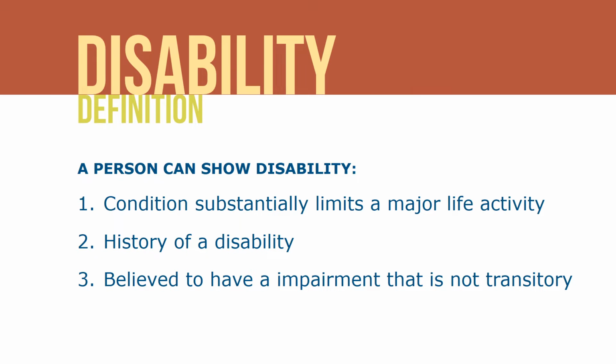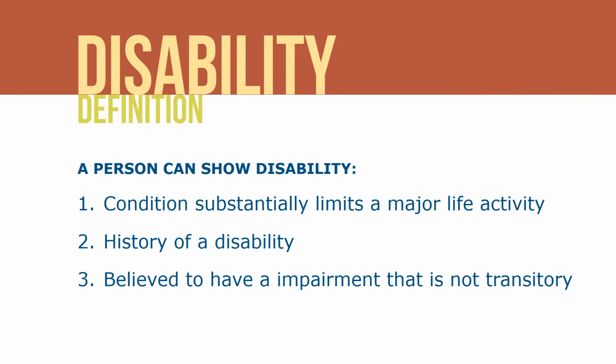So let's define a disability. Not everyone with a medical condition is protected by the law. In order to be protected, a person must be qualified for the job and have a disability as defined by the law. A person can show that he or she has a disability in one of three ways. A person may be disabled if he or she has a physical or mental condition that substantially limits a major life activity, such as walking, talking, seeing, hearing, or learning.